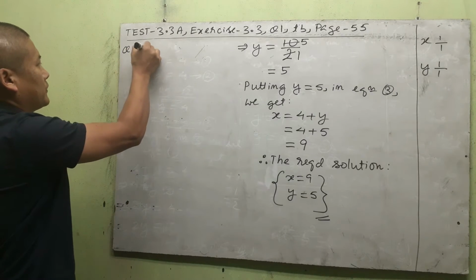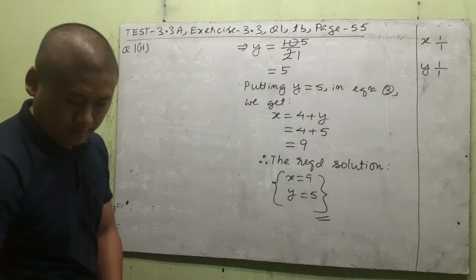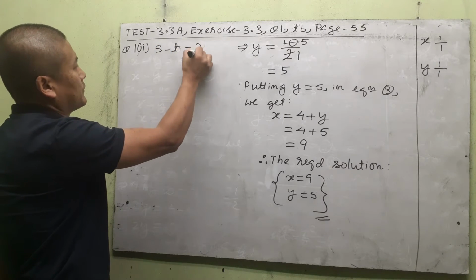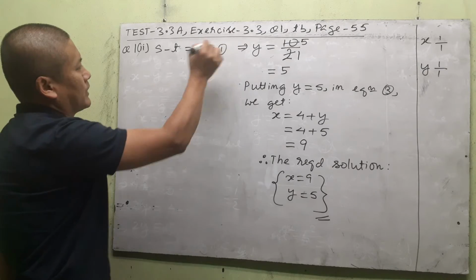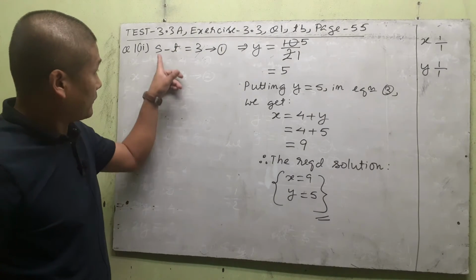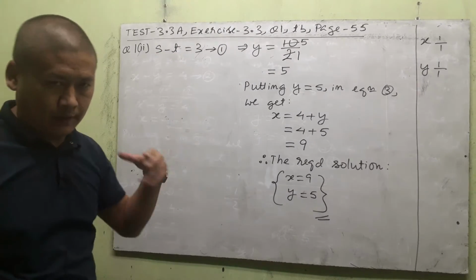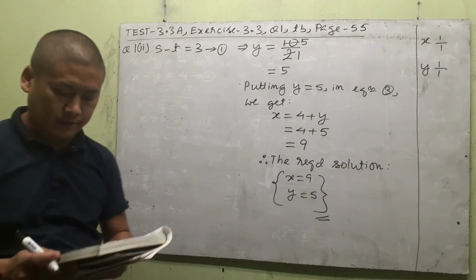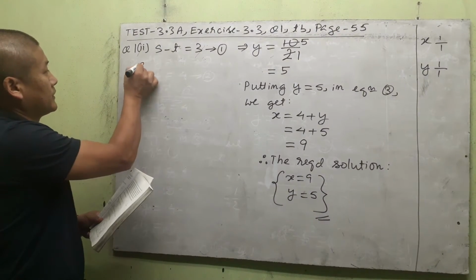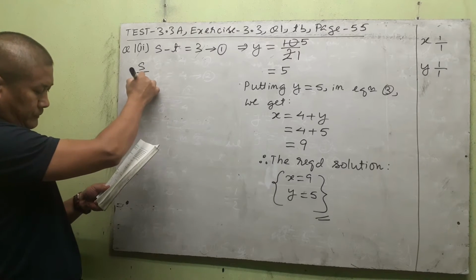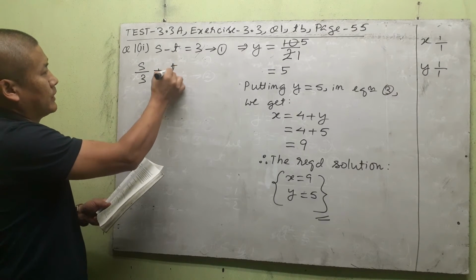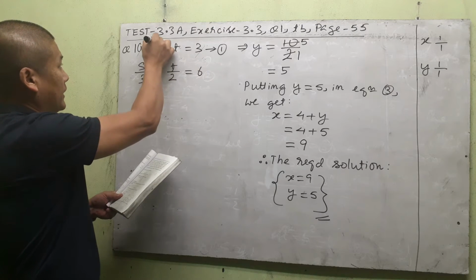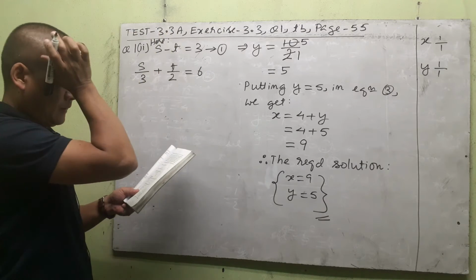Number 1, subheading 2. Here s minus t is equal to 3. This is fine, so let's just label it as 1. So this time we have to find the unknowns s and t, like we have done for finding x and y in question 1. Okay. The second one is s by 3 plus t by 2 is equal to 6.